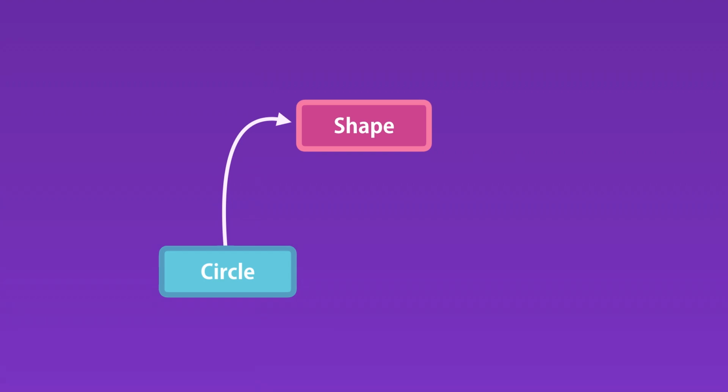So in the last lecture, we talked about the circle and shape classes. But in JavaScript, we don't have classes. We only have objects. So how can we implement inheritance only using objects? Well, here we have a circle object.